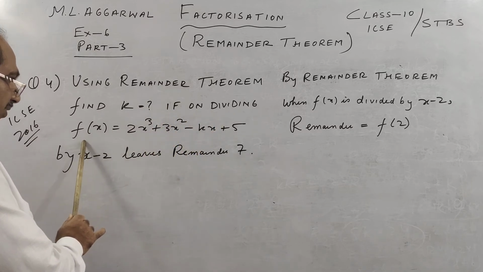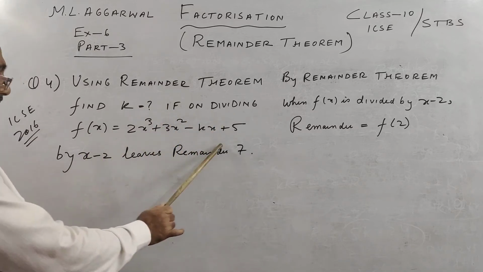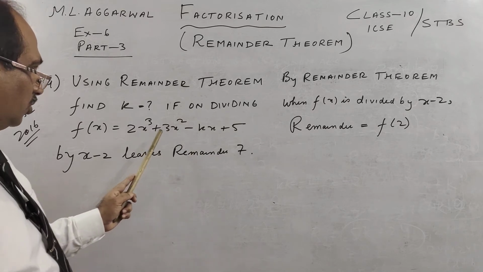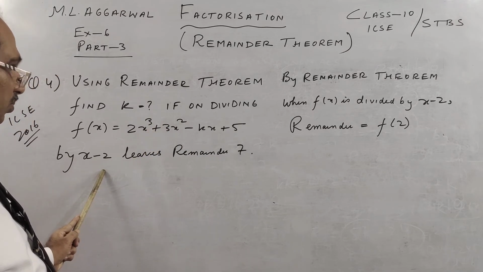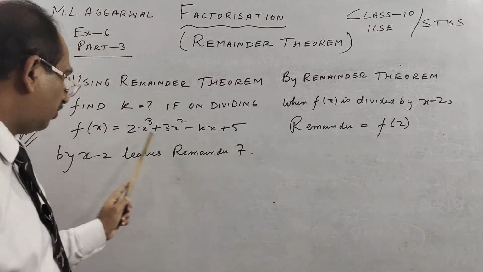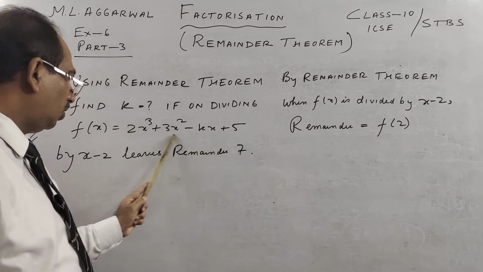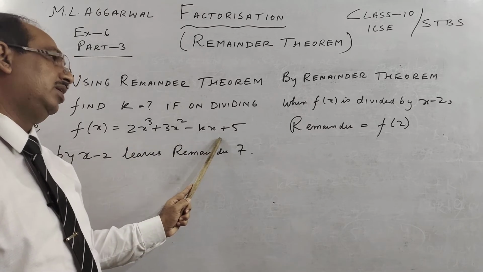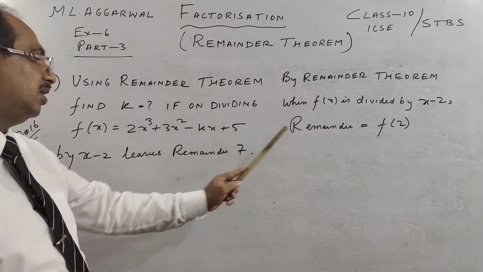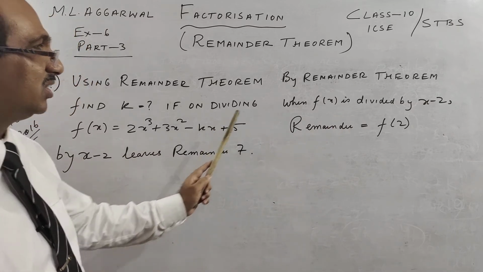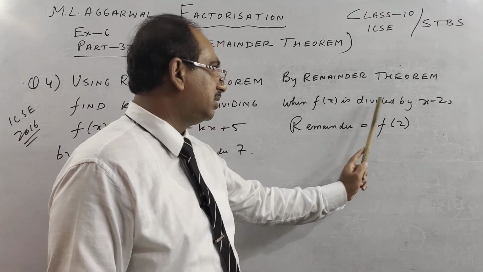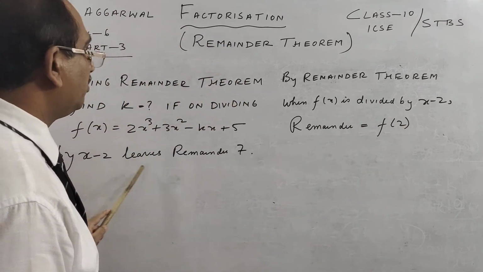If on dividing f(x), which I have put here, it leaves remainder 7. So this is how you write. When it is x minus 2 and you divide, it is f(2). When here you put 2, you will get the remainder. When it is minus, you put f(2); when it is plus, f(minus 2) would have been given. So by remainder theorem, when f(x) is divided by x minus 2, remainder is f(2).